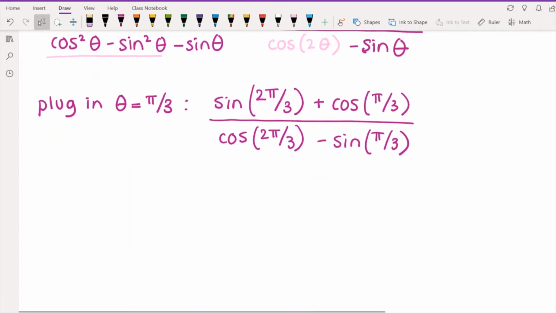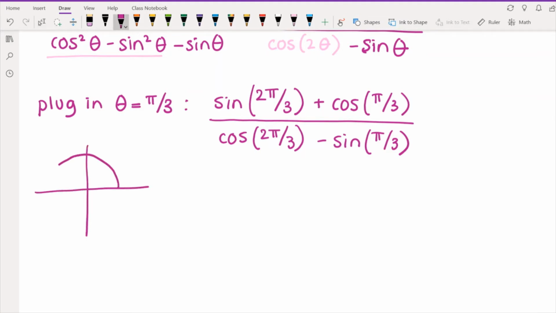Okay, so what is sine of 2 pi over 3? Well, if you go on the unit circle, maybe I'll just quickly sketch this, since they're all going to be either with 2 pi over 3 or pi over 3. So pi over 3 has coordinates of 1/2 and square root of 3 over 2. 2 pi over 3 has coordinates of -1/2 and square root of 3 over 2. And so sine of 2 pi over 3 is equal to square root of 3 over 2.